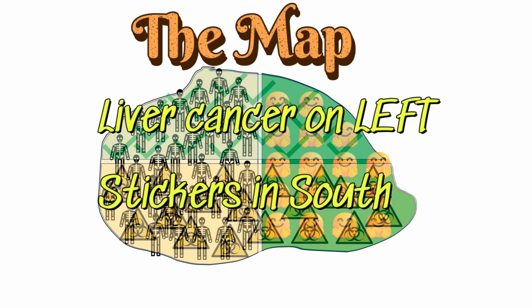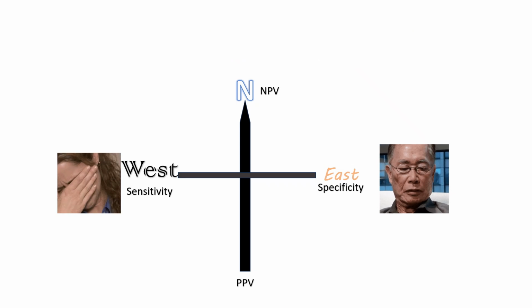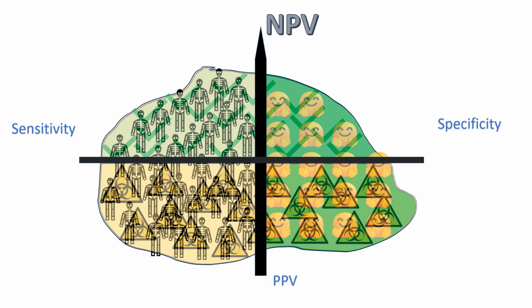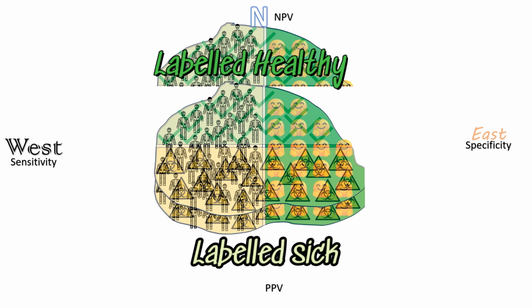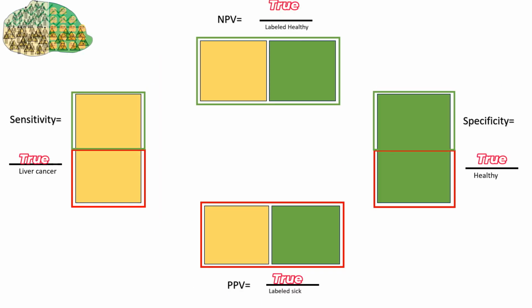So, let's summarize what all you need to remember. On the map, liver cancers on the left and stickers in the south. In the compass, NPV in the north, sensitivity in west, specificity in the east. When you overlap the map and the compass, you are now ready. Denominator will be made of the 2 blocks which are closest to the term, and the numerator will be the true subset of the denominator population.